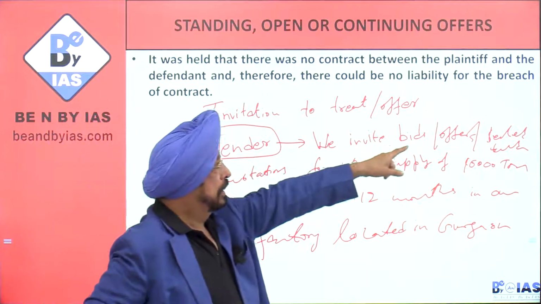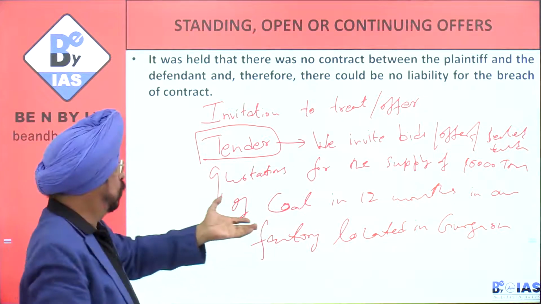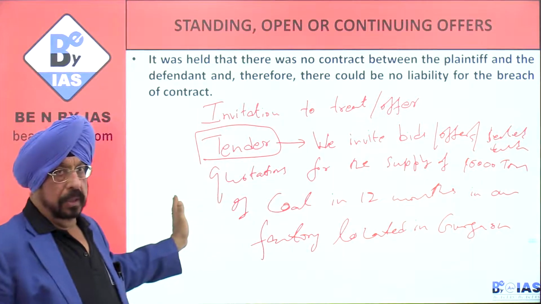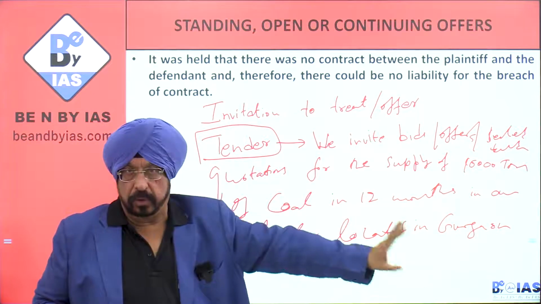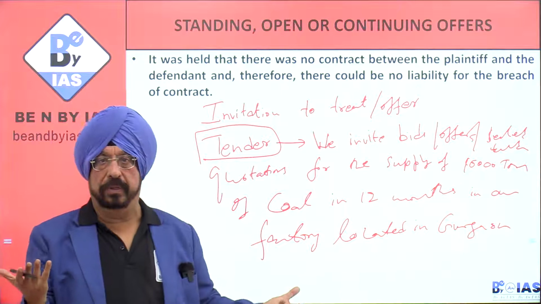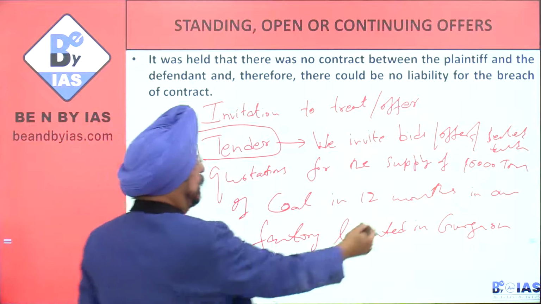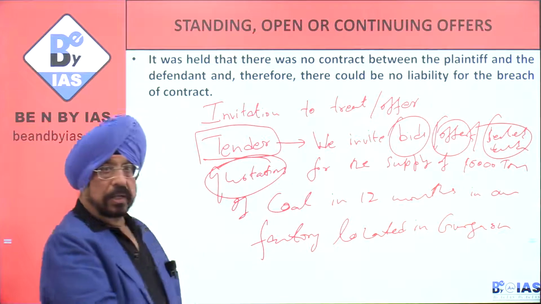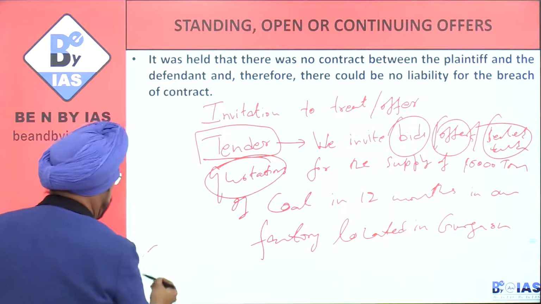We invite bids, offers, sealed tenders, quotations, etc. It may be an open tender also for the supply of this much quantity of coal for a period of 12 months at our factory in Gurgaon. This is clearly what? Invitation to offer. Now, offers will come in the form of bids, sealed tenders, quotations. Those bids, those tenders, those offers will be known as the offers.